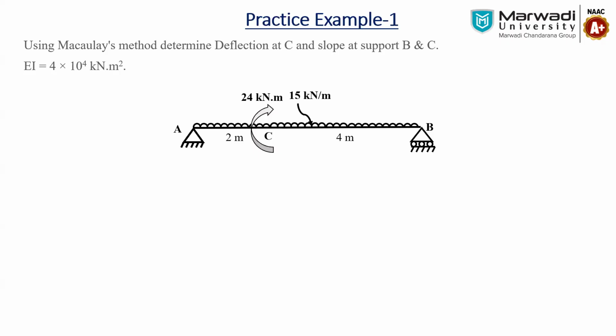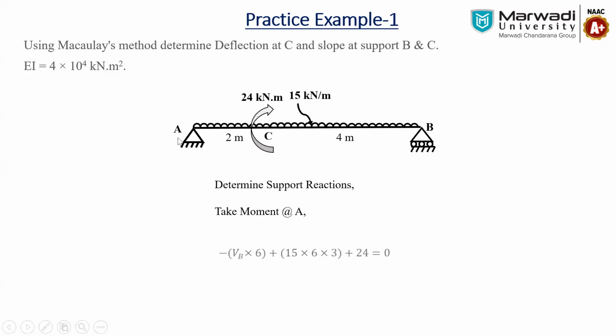So here a simply supported beam is given, where A is a hinge and B is a roller. The entire span is loaded with a 15 kilonewton per meter UDL, while an eccentric moment of 24 kilonewton meter, clockwise, is placed at C, which is 2 meters from the left hand side support. Now, the first step is the simplest one, which we have done a number of times in the analysis of the beam: we have to find the support reactions.